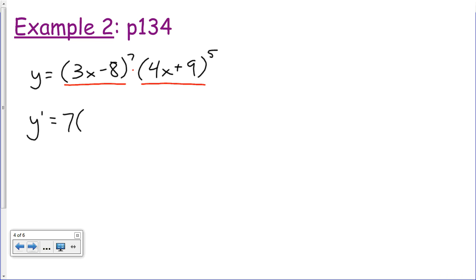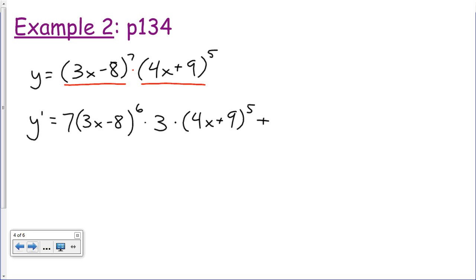Chain rule says you take the derivative of the outside function, which is 7 times something to the 6th power. And then chain rule says we substitute in the inside function, 3x minus 8. And then finally, we multiply by the derivative of the inside, which is 3. There's the derivative of the first function. We then multiply that by the second function, 4x plus 9 to the 5th power.